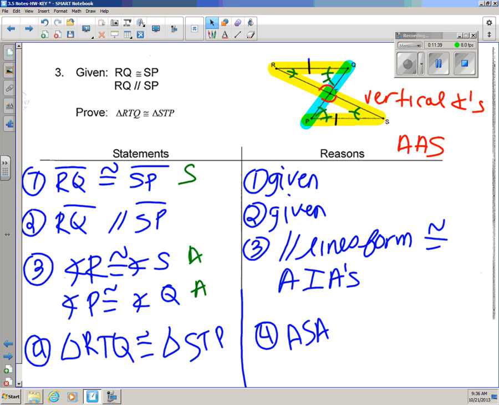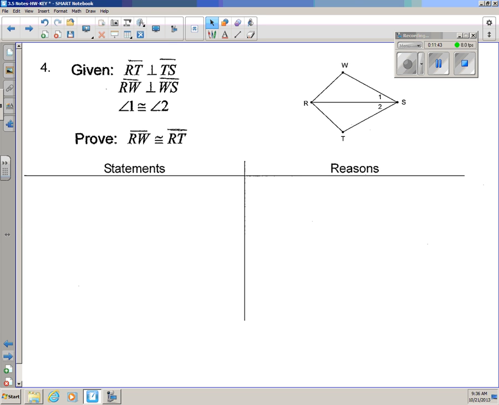Okay, let's go for the last classwork proof. Last one is this. They're telling you that you have RT line segment is perpendicular to TS, and they're telling you you've got RW is perpendicular to WS. Notice where these line segments go, that these guys at T, those are going to have to be a right angle, and these guys at W, those are going to have to be a right angle. If you want to incorporate those two together, that's fine. If you want to make them separate, that's fine.